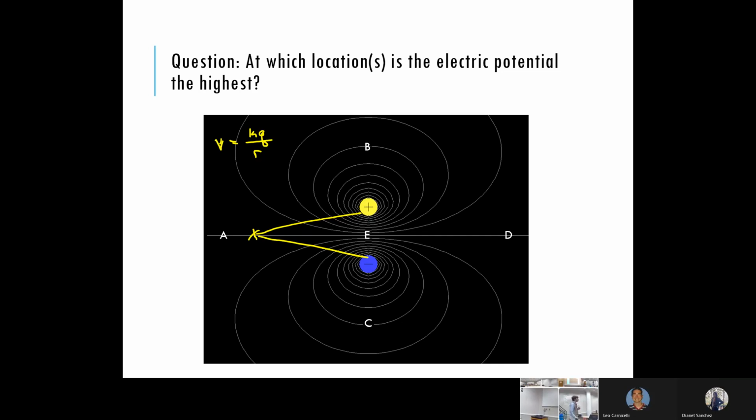Are B and C equal, or is one negative and one positive? B and C will have the same magnitude, but they'll be opposite in sign. Yeah, this one will be below sea level, if you will, below 0, and B will be above 0.